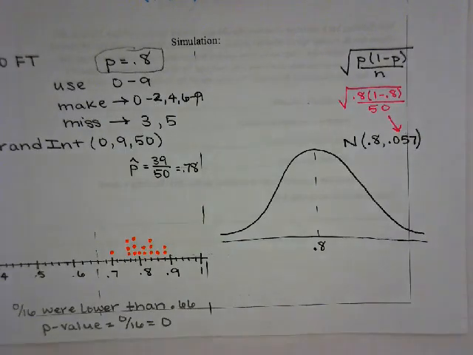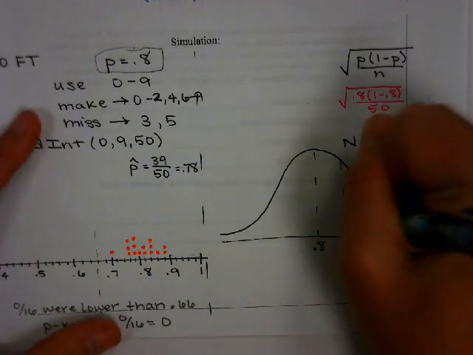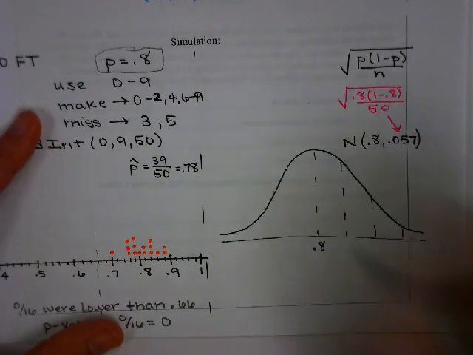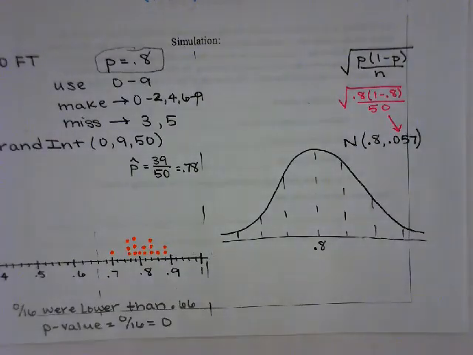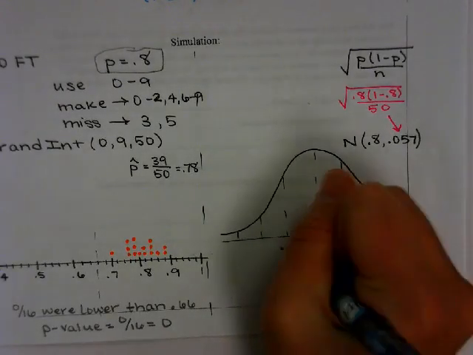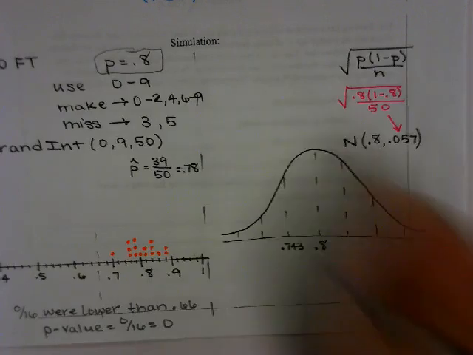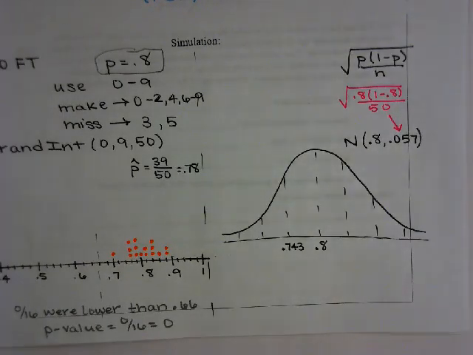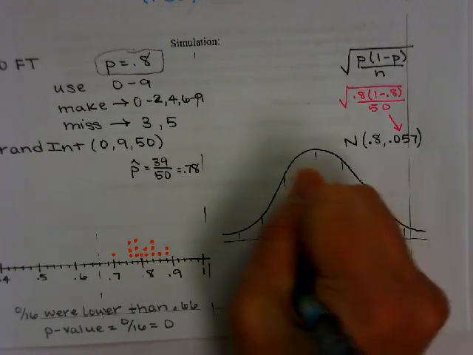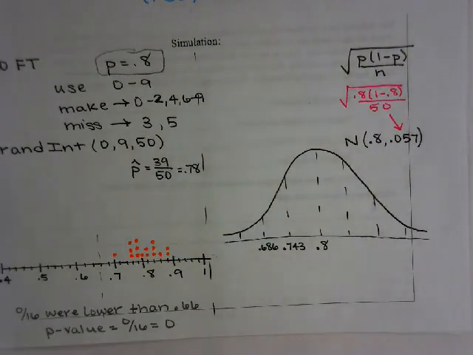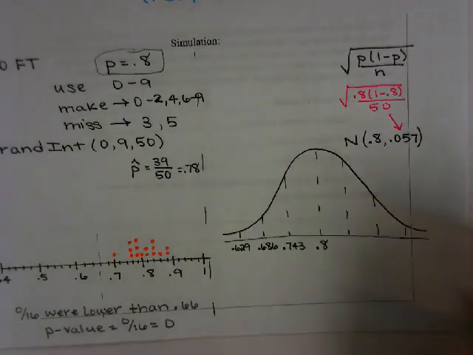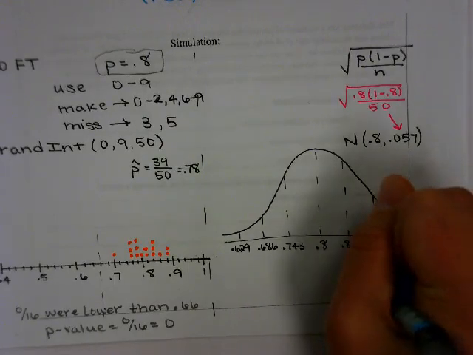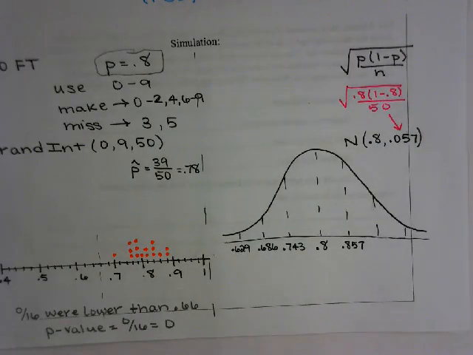Oh, my brain is not in subtracting, adding mode. So 1 standard deviation below is 0.743. Then it's 0.686. And then it'd be 0.629. I can add, that'd be 0.857. Know that one. This would be 0.914. And this would be 0.971.